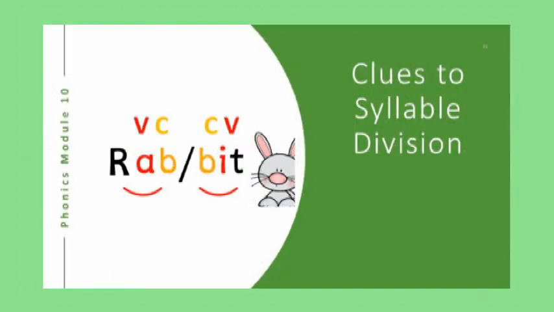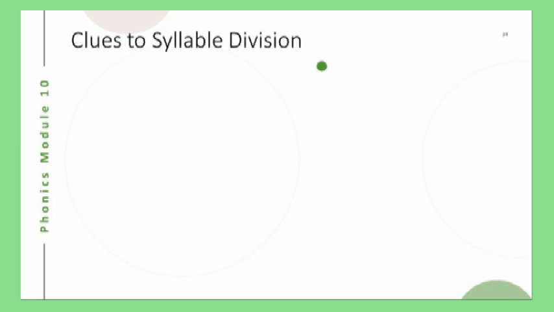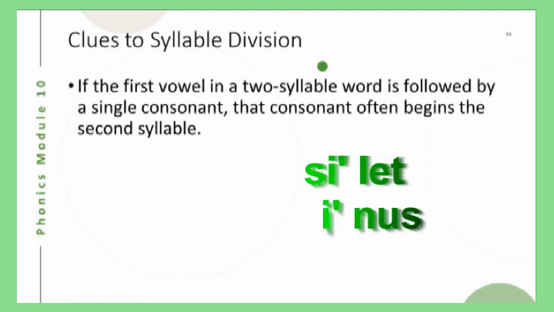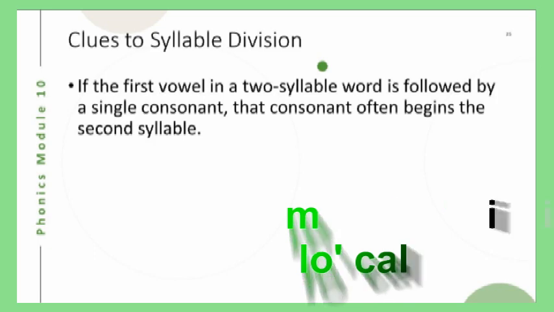We have established some guidelines to help us decide on which syllable an accent might fall. We still have this problem. Where do the syllable divisions occur? Here are some generalizations to help us, but with many exceptions. Let us make this generalization. If the first vowel in a two-syllable word is followed by a single consonant, that consonant often begins the second syllable. In other words, the syllable division is between the first vowel and the single consonant.